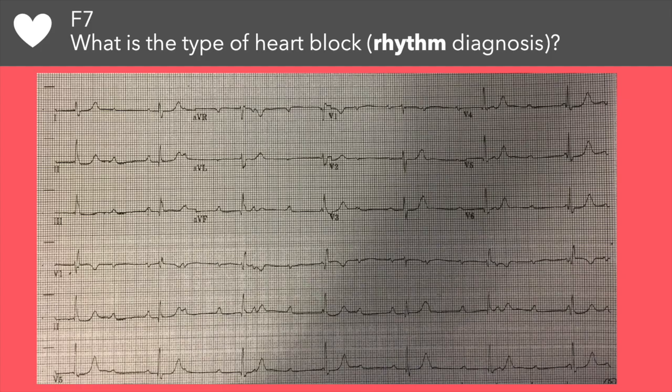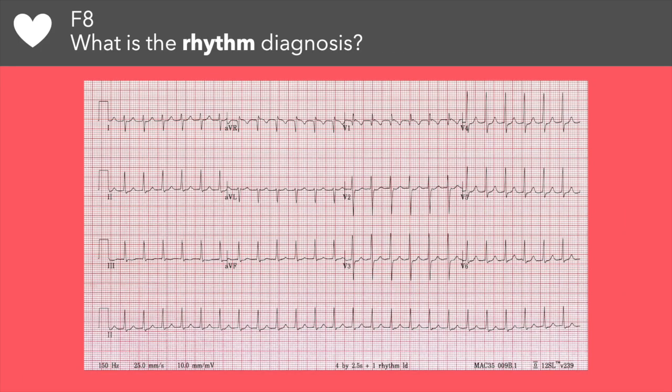Again, PR tells you the difference between Mobitz 1, Mobitz 2, and third-degree heart block. In Mobitz 1, PR increases. In Mobitz 2, PR is constant. In third-degree heart block, the PR varies. We can see the P wave marches by itself through the QRSs. F8. What is the rhythm diagnosis?